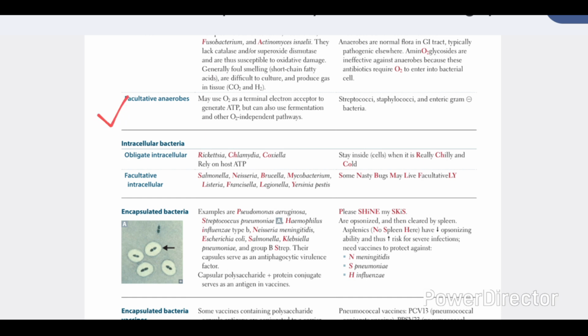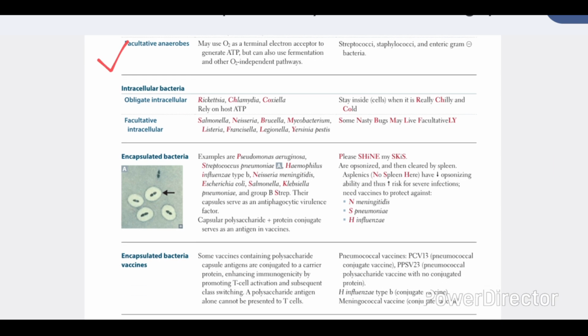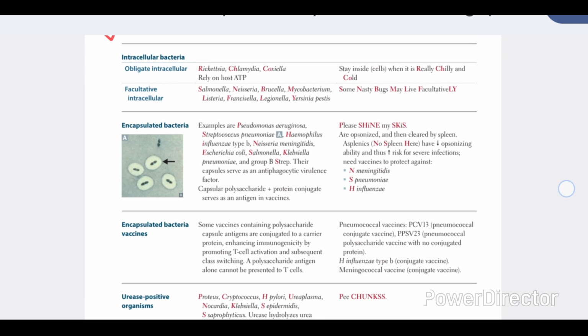Then we have some intracellular bacteria, and it includes 2 different types, that is, the obligate intracellular and facultative intracellular. The obligate intracellular organisms rely completely on the host cell for their growth, including Rickettsia, Chlamydia, and Coxiella, and they rely on the host ATP, that is, they do not generate their own ATP. Whereas facultative intracellular organisms are those which can survive either inside or outside the host cell. These include Salmonella, Neisseria, Brucella, Mycobacterium, Listeria, Francisella, Legionella, and Yersinia pestis.